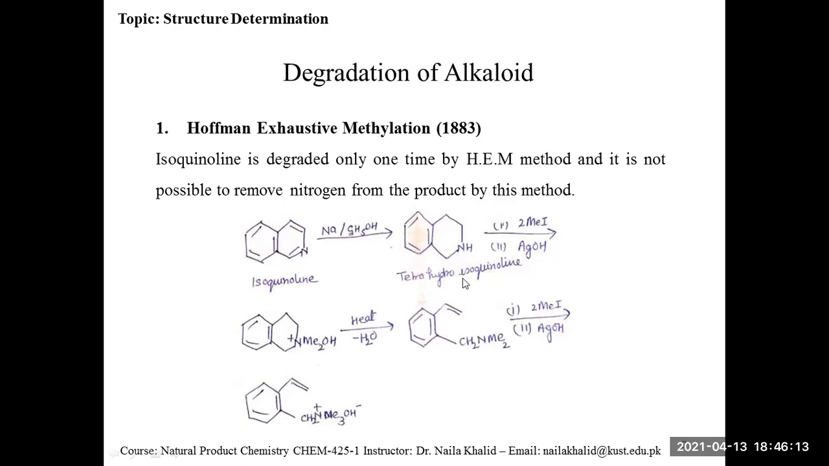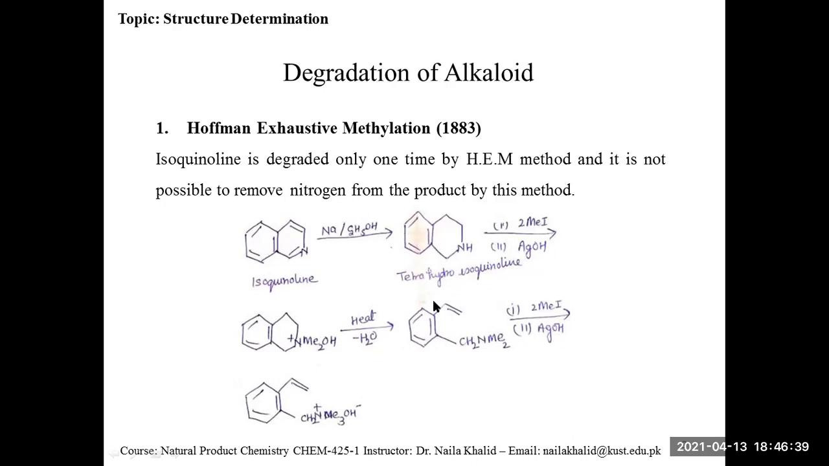It is converted into tetrahydroisoquinoline. In excess of methyl iodide, this is Hofmann exhaustive methylation. It is converted into a quaternary ammonium salt, which is heated and dehydrated to give this type of compound, but further degradation is not possible. This is due to the fact that there is no beta hydrogen.